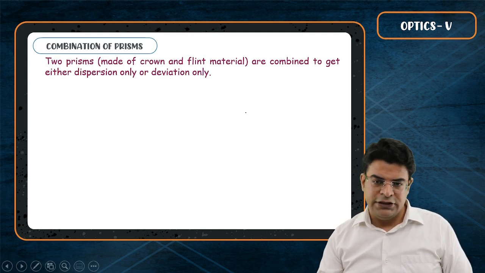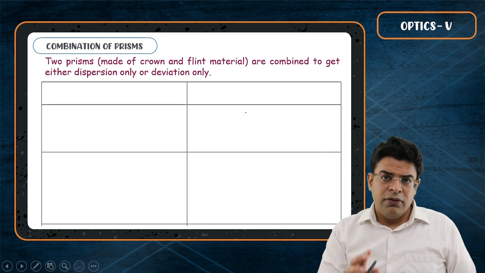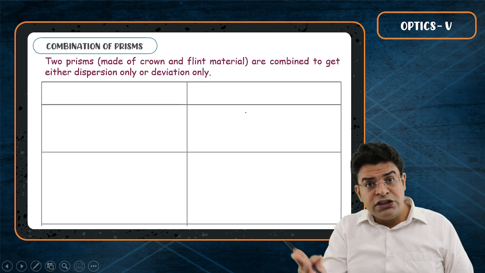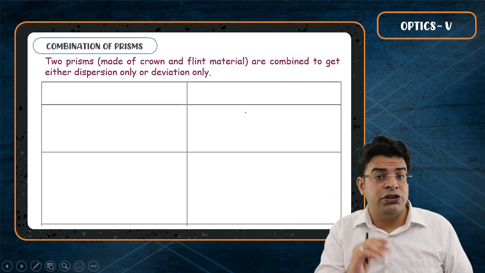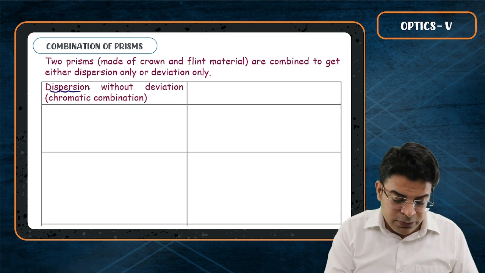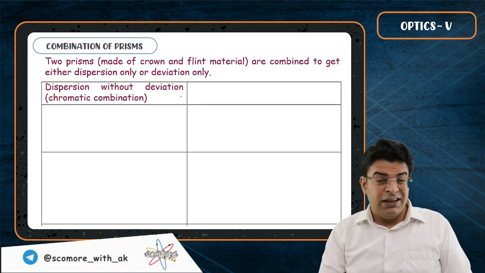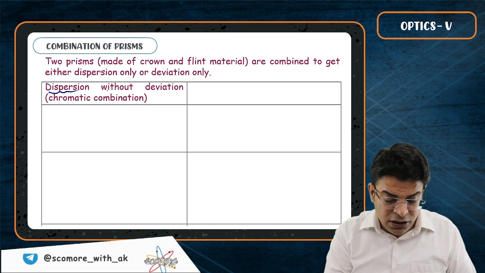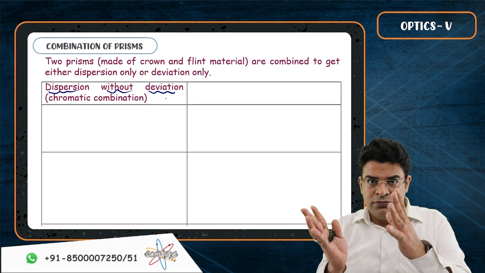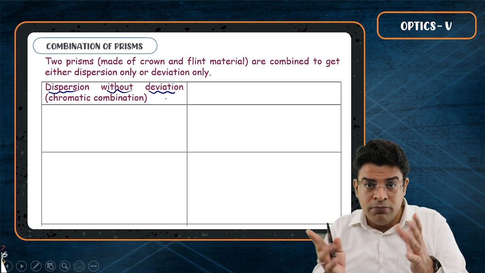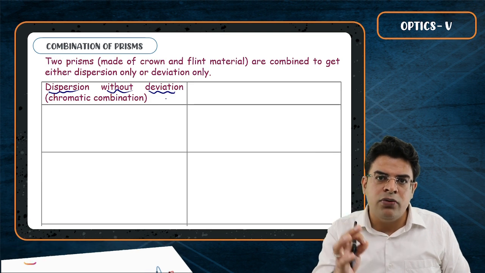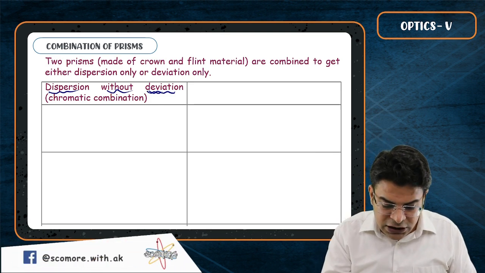How to do it? Let's see. When we combine the prisms, sometimes we just want deviation, sometimes we just want dispersion, the light to split but not to deviate. So the first case, dispersion without deviation. The name itself says it: the light will disperse, so different colors will come out, but there will be no net deviation. So all we need to do is make the net deviation 0.